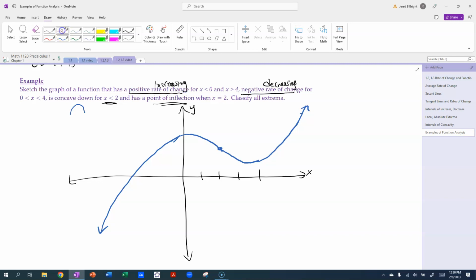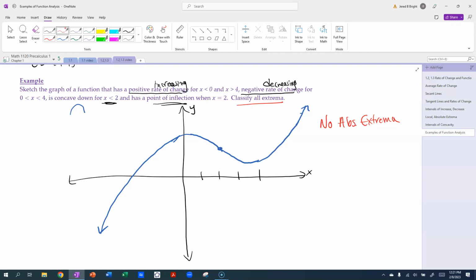Last thing, identify all extrema. Because of how I have my function, I have no absolute extrema. Now maybe in your sketch, the way you made it, maybe there is an absolute extrema. Maybe you made things a little bit more pronounced. Sure, that's fine. At least based on my sketch, there's no absolute extrema.